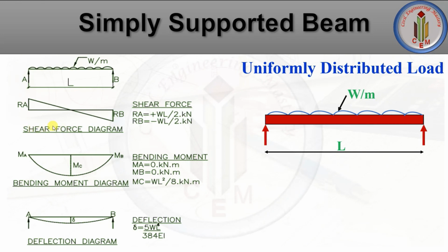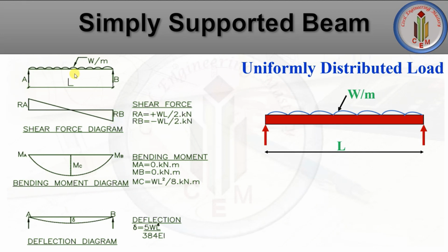Let's look into the shear force diagram. The shear force diagram will be different for uniformly distributed load. Till now we have discussed point load which is acting on the simply supported beam, so the shear force diagram was different. Here the shear force diagram will be different. RA, and then for uniformly distributed load it comes like this, and then again RB.